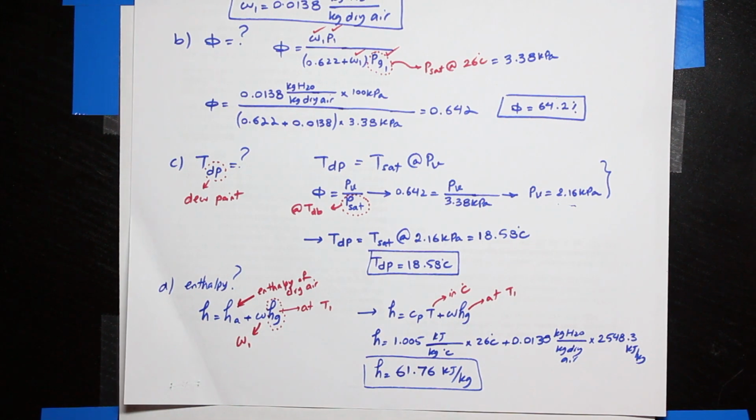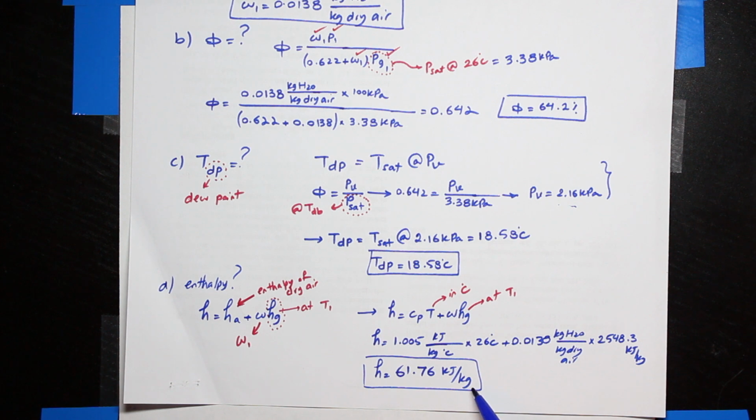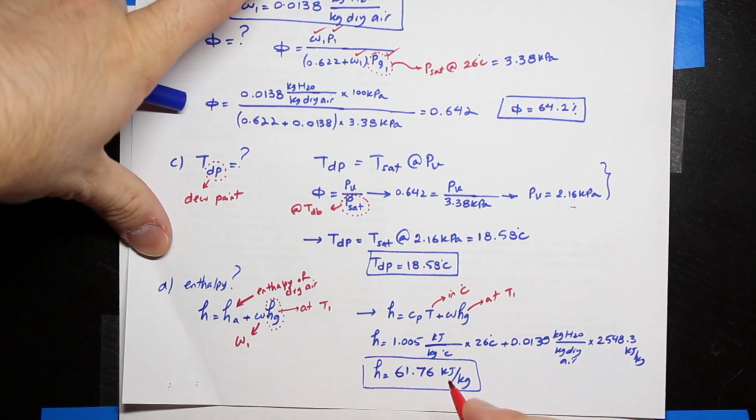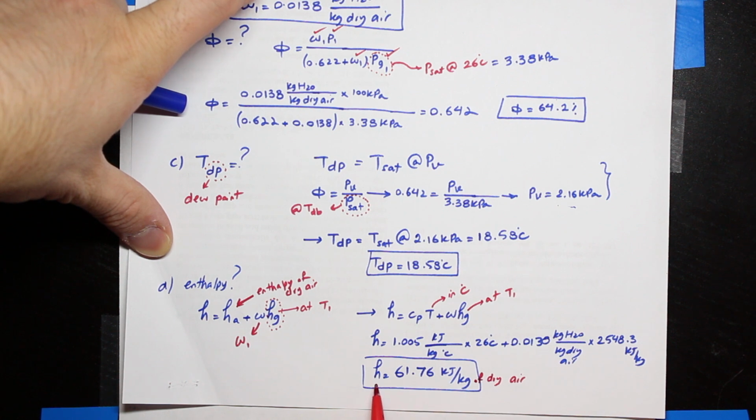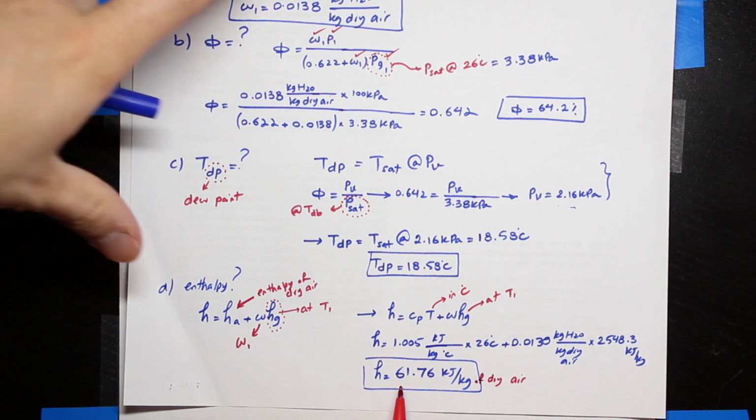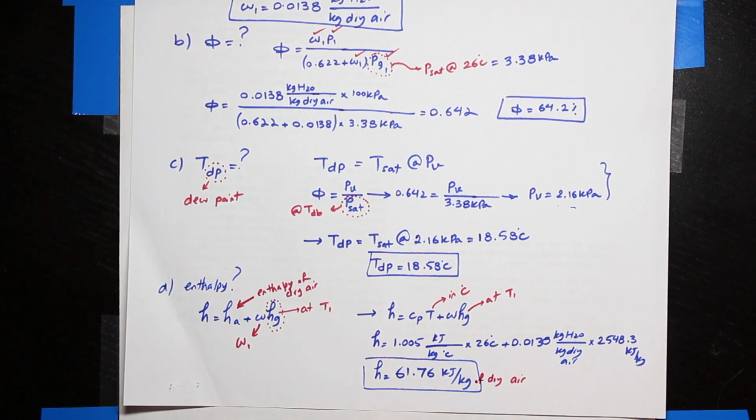Now, the only point about the unit here is about this kilogram. We want to be careful. This is kilojoule per kilogram of dry air, right? Simply because this part was for dry air, and also here, which is for water vapor, this is kilogram dry air. So in fact, H is kilojoule per kilogram of dry air. This simply means for each 1 kilogram of dry air, the enthalpy of the mixture, which is the mixture of dry air and water vapor, is 61.76 kilojoule.